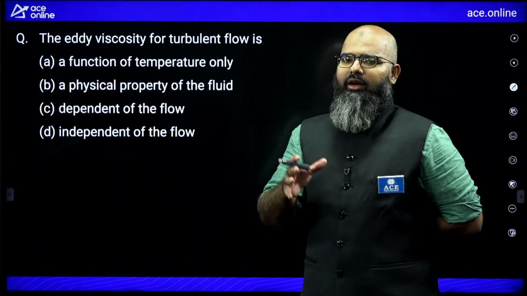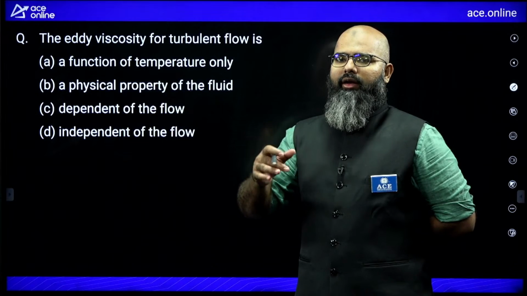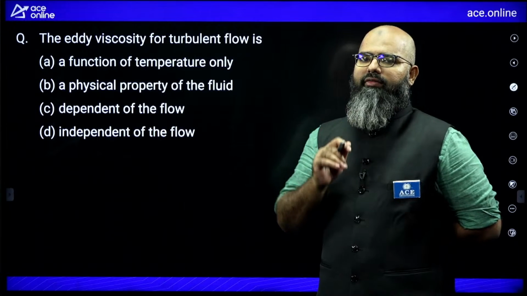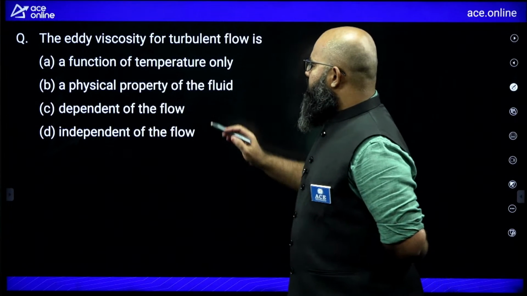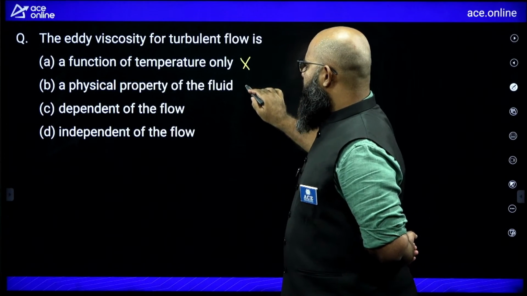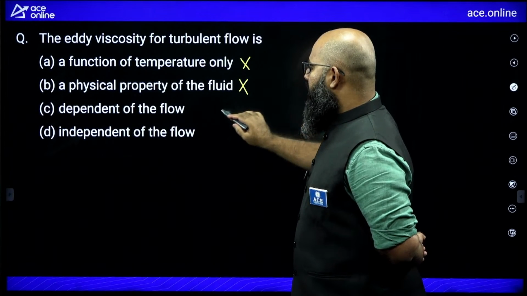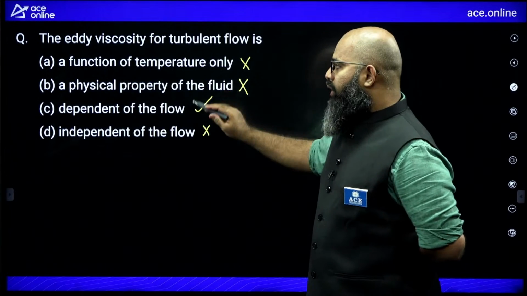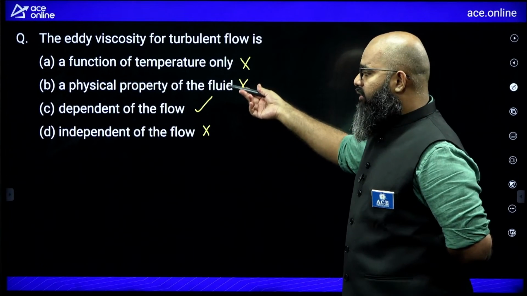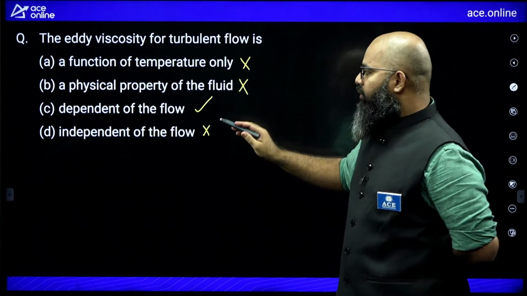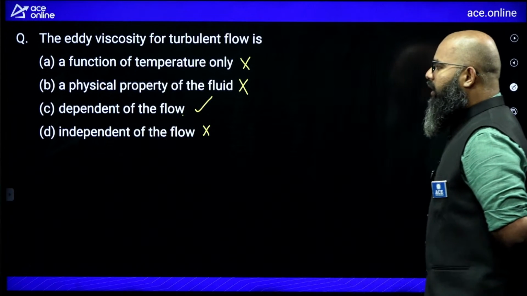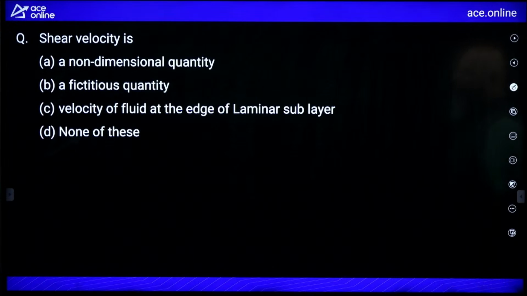It is defined only in order to get a similar kind of equation like Newton's law of viscosity. Okay? So it's a function of temperature only. This is wrong. It's a physical property of fluid. Wrong. It is dependent on flow. Correct. Because in turbulent flow it is going to come, but it is not going to come in laminar flow. So it is depending on the type of flow you are having. Depends on the flow. Option C would be correct over here.